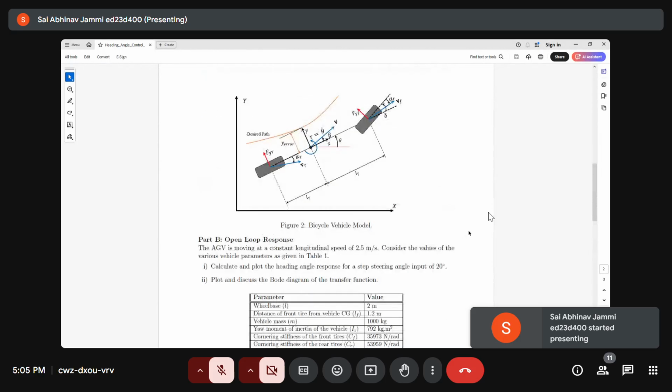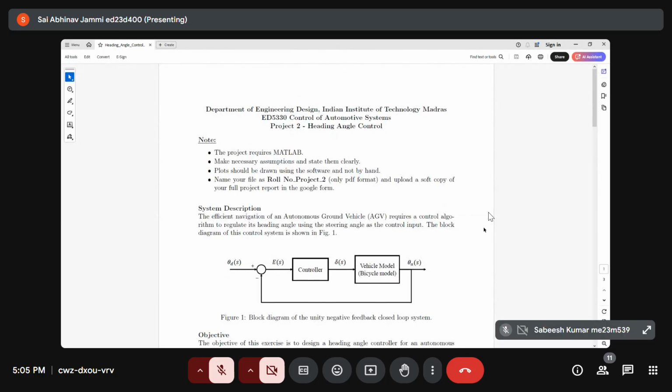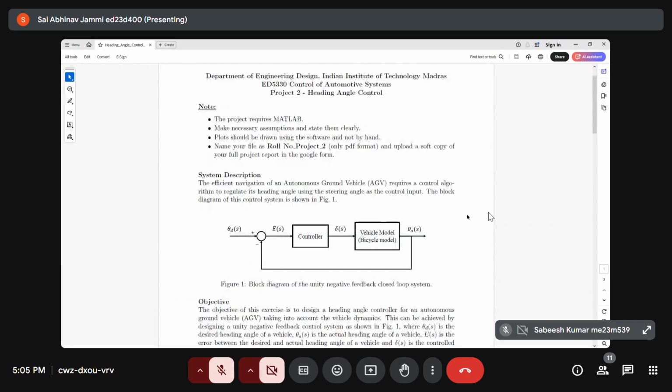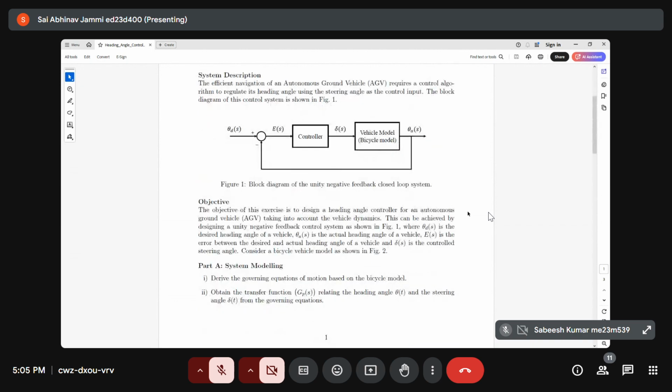Okay, you're able to see this PDF file, right? This is what I have. Visible, Abhinav. Okay. Yeah, this is what I have uploaded in the Google Classroom. Yeah, we have covered all this.